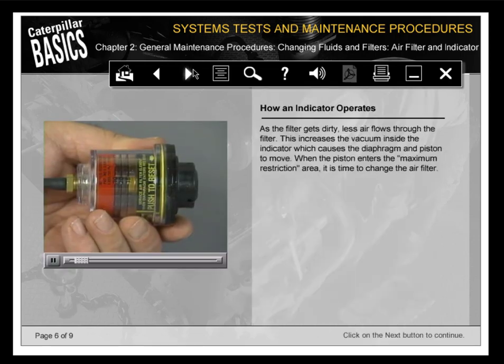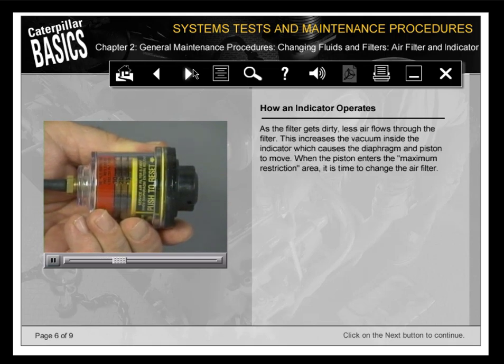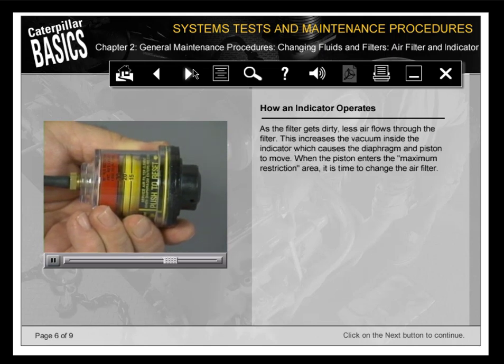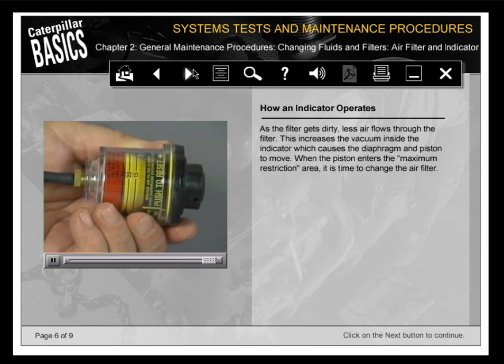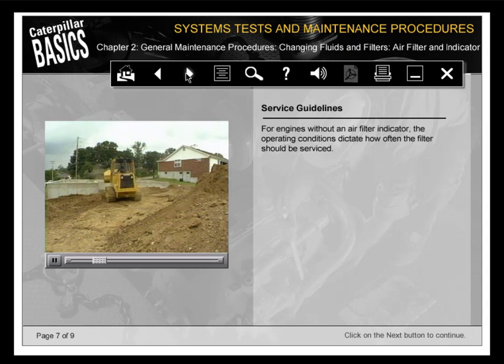As the filter gets dirty, less air flows through the filter. This increases the vacuum inside the indicator, which causes the diaphragm and piston to move. When the piston enters the maximum restriction area, it is time to change the air filter. For engines without an air filter indicator, the operating conditions dictate how often the filter should be serviced.